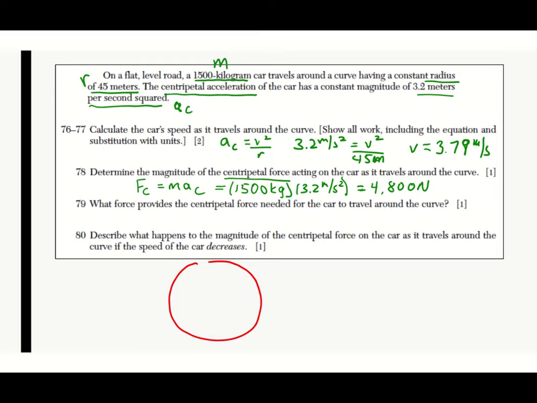As best as I can. So here's your object, the car. Centripetal force points towards the center. So as it's traveling around the circle, there's something that pulls it in. So what keeps you from falling out of the circular path?